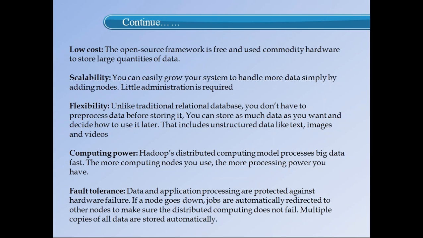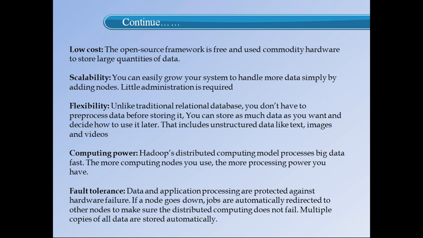And computing power. Hadoop's distributed computing model processes big data fast. How does it process big data fast? Because we distribute the computing power across different nodes, so it can process big data smoothly and seamlessly. The more computing nodes you use, the more processing power you have. That's computing power.